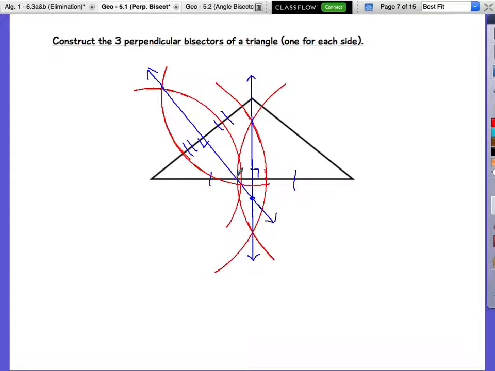Now, you do the little line thingy. Yep, so then you choose this segment, so you set it over half of this segment.